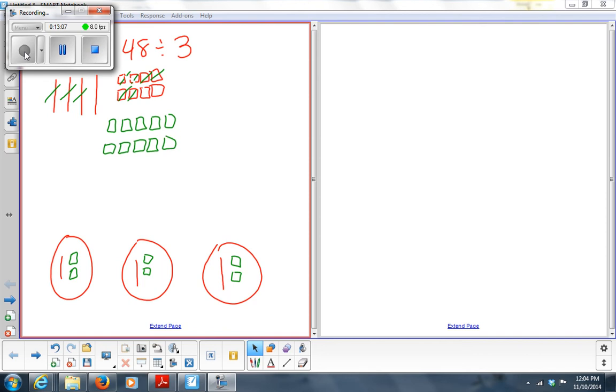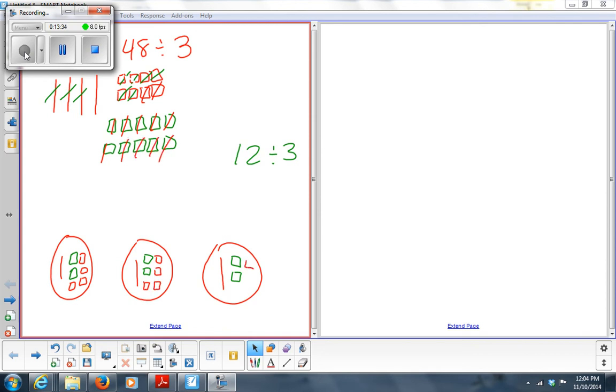Okay, and now I've got 12 ones. And then I've got 3 circles. So if I've got 12 and 3, I can think of that. So I could probably put 4 in each circle. 1, 2, 3, 4. 1, 2, 3, 4. And 1, 2, 3, 4.